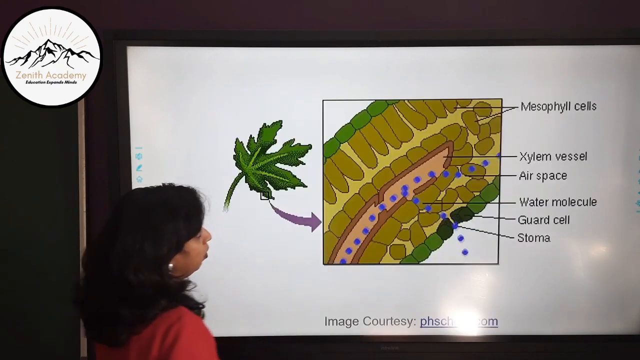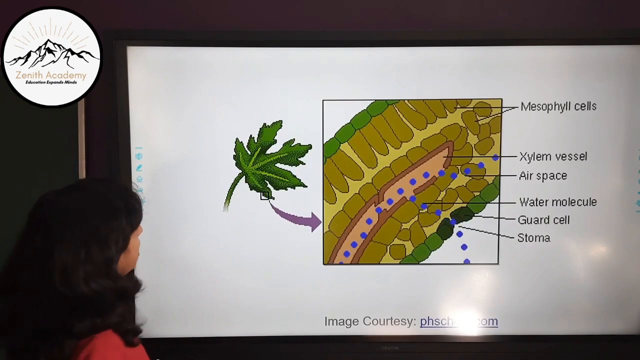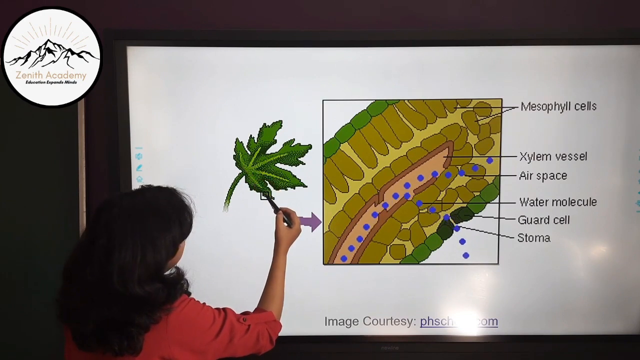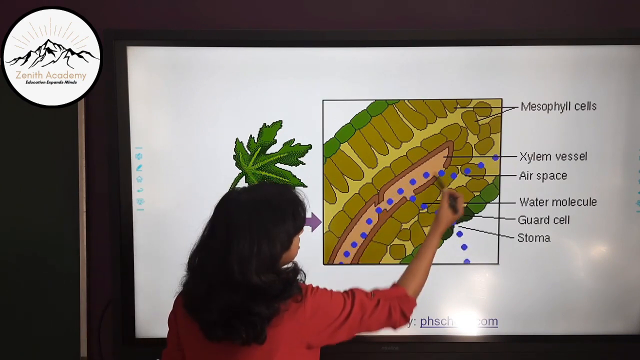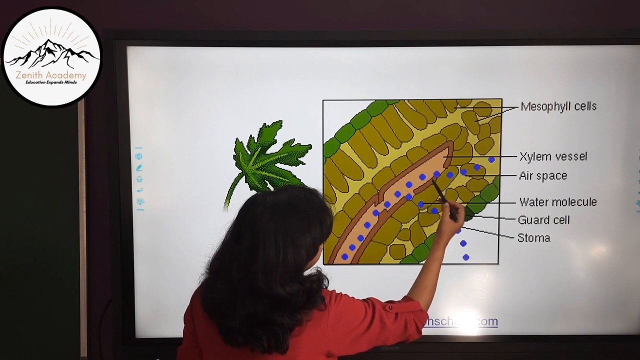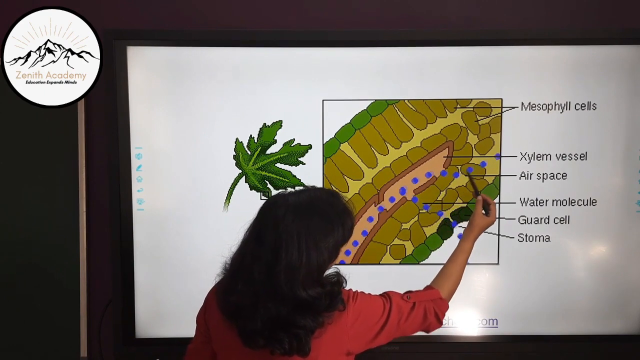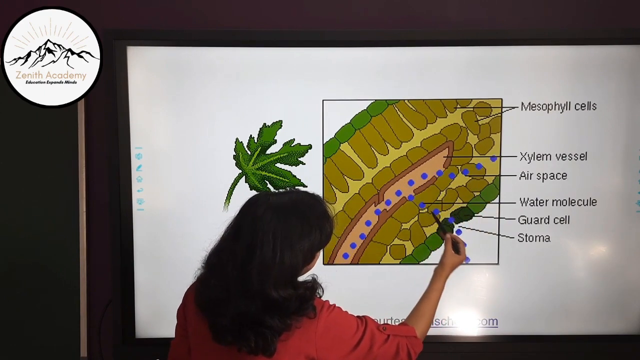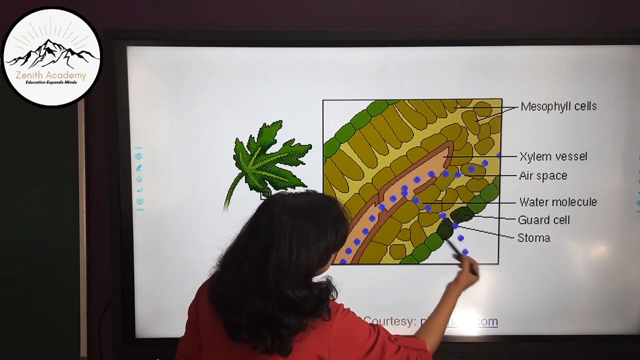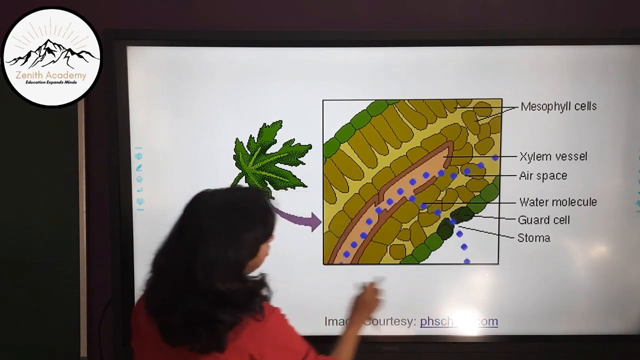Now this is another diagram. Here you can see this vein. From these veins what is happening? The water is reaching these cells, the air spaces. From there it is again reaching these guard cells. Through the stoma it is coming out.